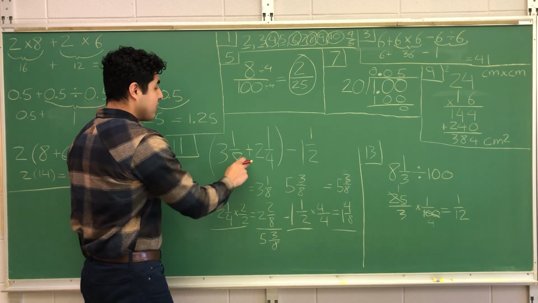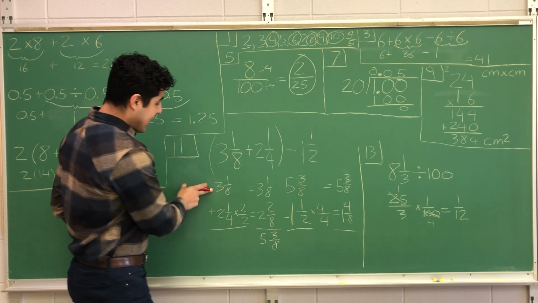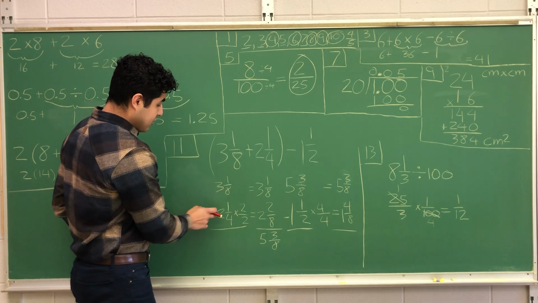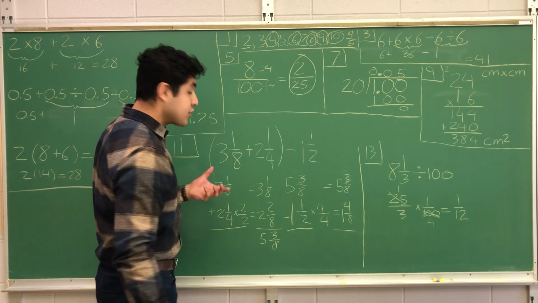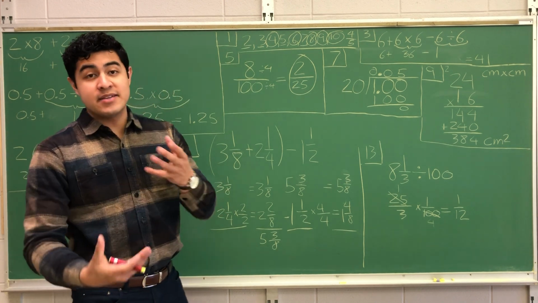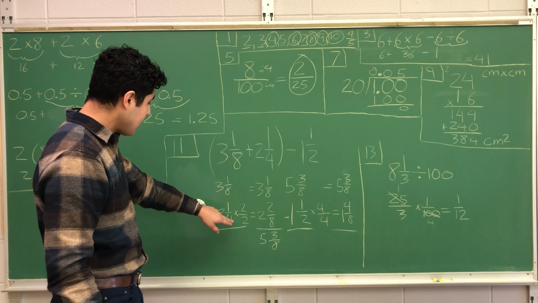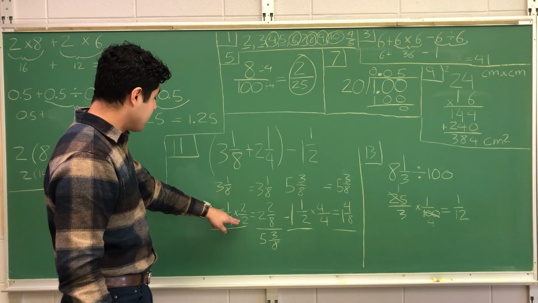So I've got 3 and 1/8 plus 2 and 1/4. So I went ahead and stacked them up like we usually do here in class. So 3 and 1/8 plus 2 and 1/4. In order to add these two fractions together, they need to have a common denominator. Okay, so to find the common denominator, I multiplied 2 over 2.